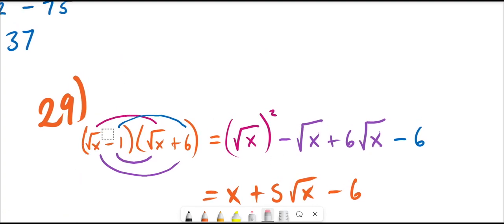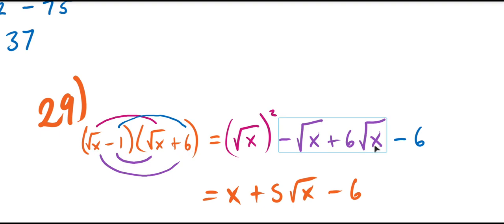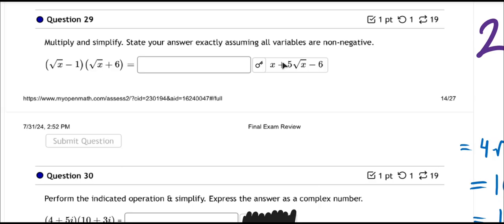We have a square root of x times a square root of x. That's the square root of x squared. We just get x. We have minus 1 times 6. That's minus 6. And for our middle terms here, we have minus 1 times square root of x. We have square root of x times 6. That's 6 square roots of x. Combining these as they are indeed like terms, we have minus 1 and 6. So this gives us positive 5 square roots of x, and we're done. Checking our work, we see that's all they want. Moving on to question 30, our halfway point.